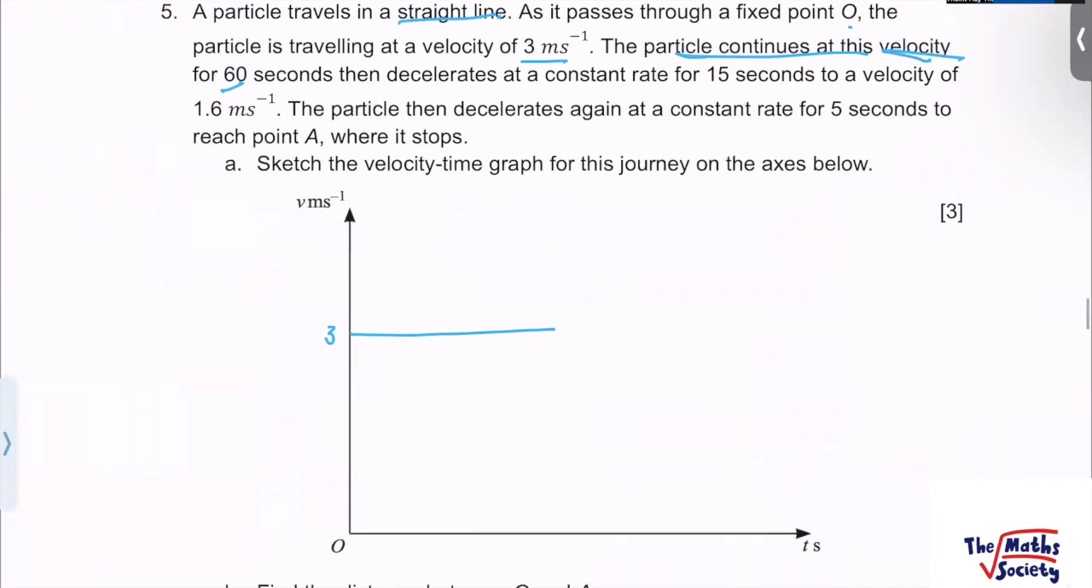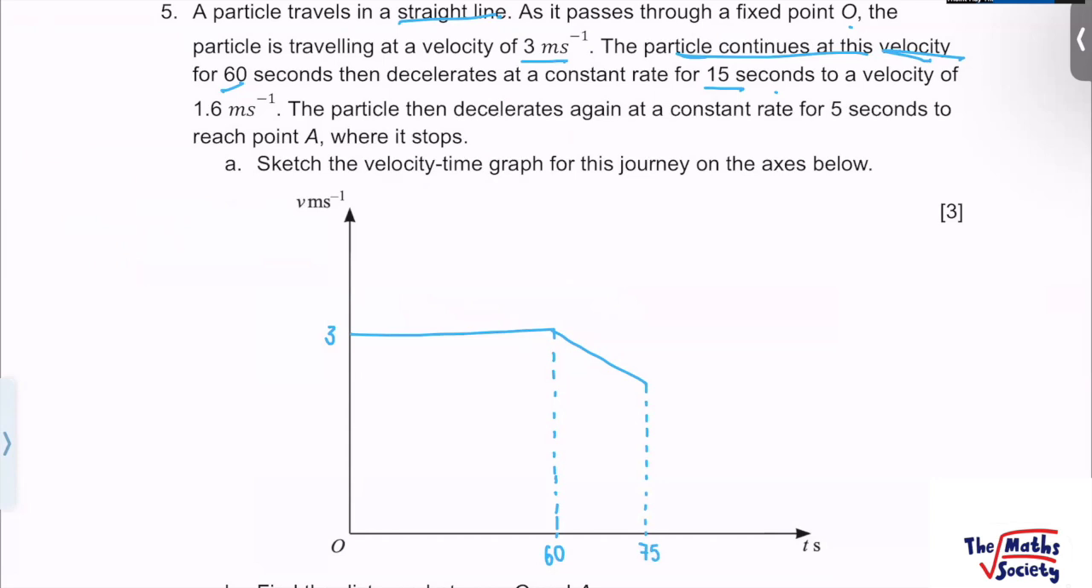So firstly, it's going to stop at 60 seconds. Yeah, 60 seconds. And it says constant rate for another 15 seconds to a velocity of 1.6. So it means it went down straight. Okay, this has to be straight. And that was another 15 seconds. So that's going to be 75 seconds.